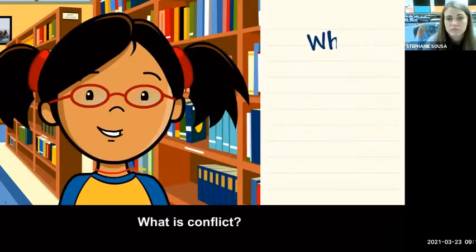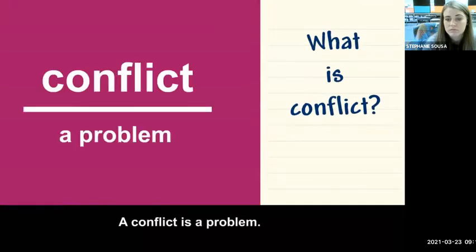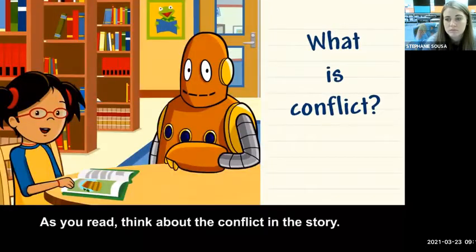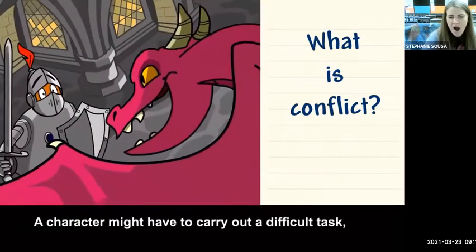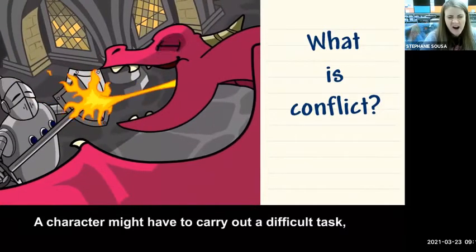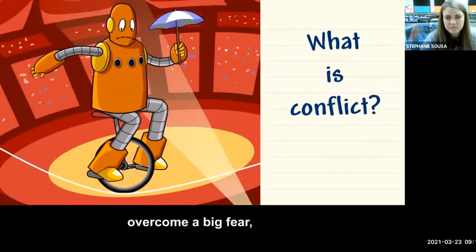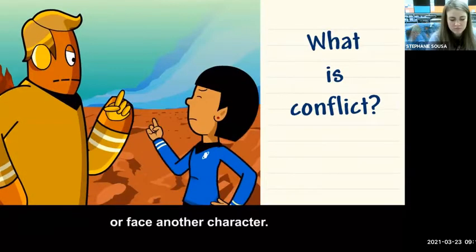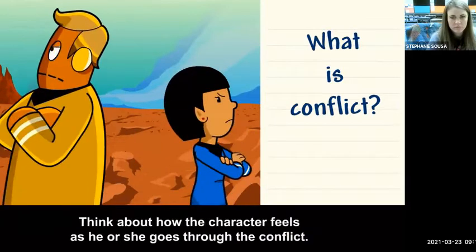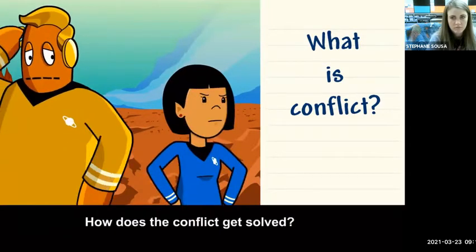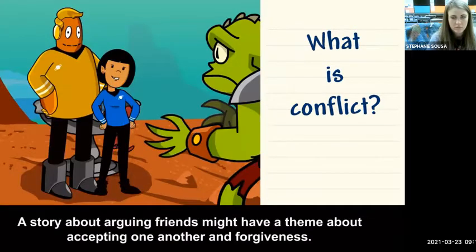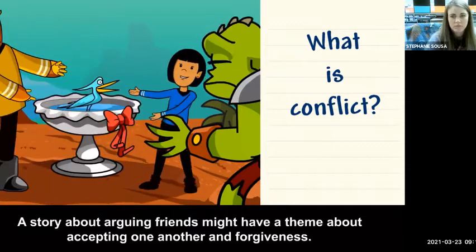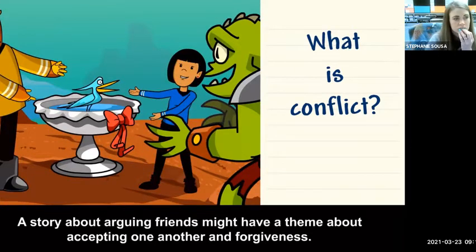What is conflict? A conflict is a problem. As you read, think about the conflict in the story. A character might have to carry out a difficult task, overcome a big fear, or face another character. Think about how the character feels as he or she goes through the conflict. How does the conflict get solved? How do the characters change? A story about arguing friends might have a theme about accepting one another and forgiveness.